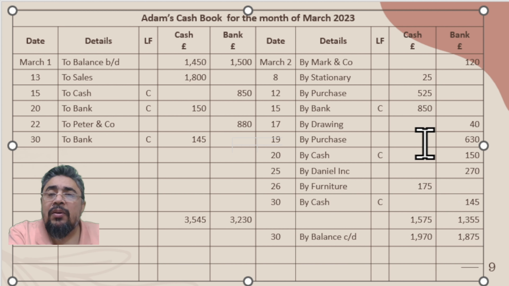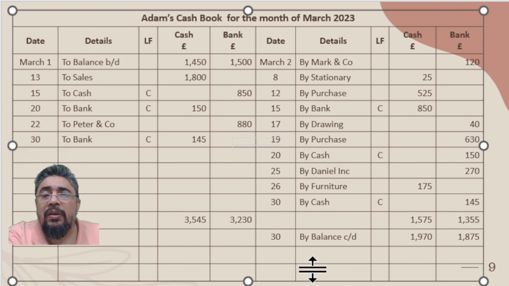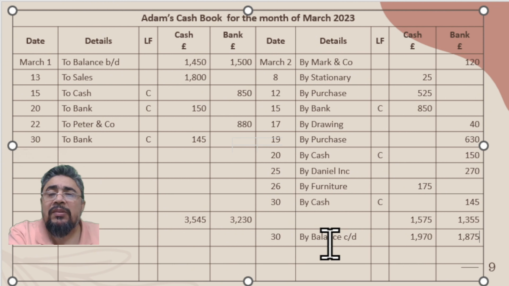So here you can easily check that the debit side total of both cash and bank is greater than the credit side total of both the cash and the bank column. So the balance carried down comes on the credit side, and that is called the debit balance. And this balance carried down is transferred to the opening balance for the month of April.